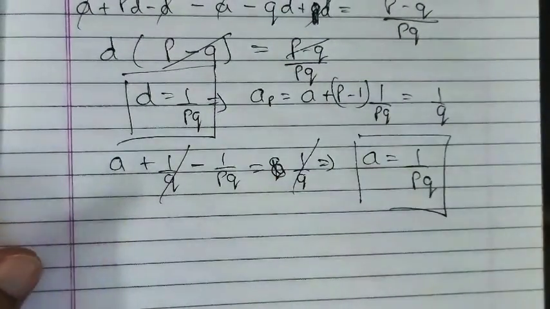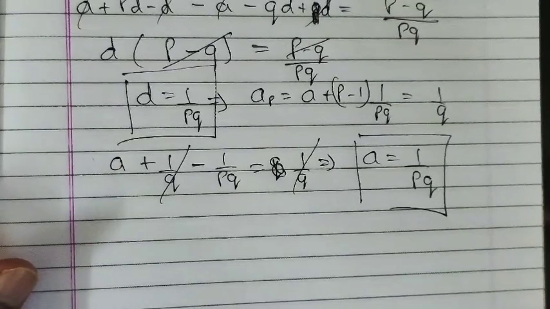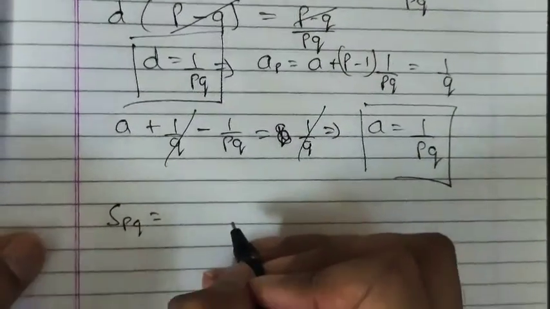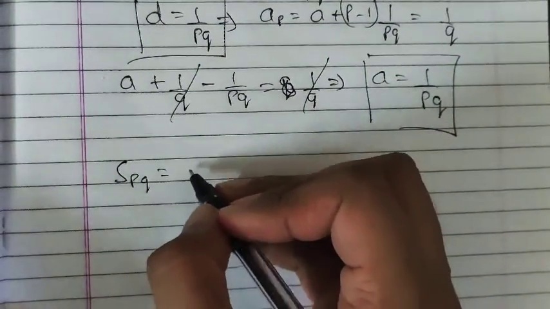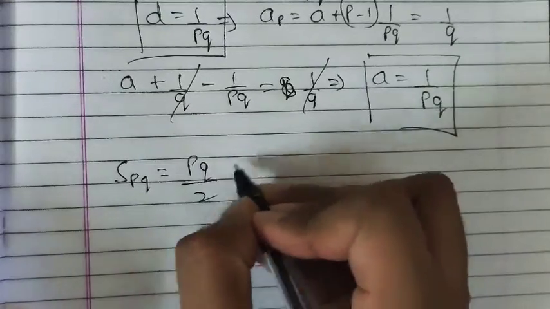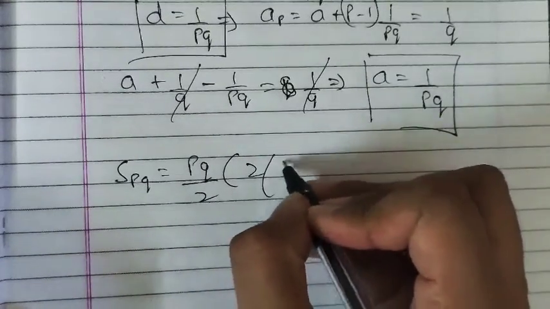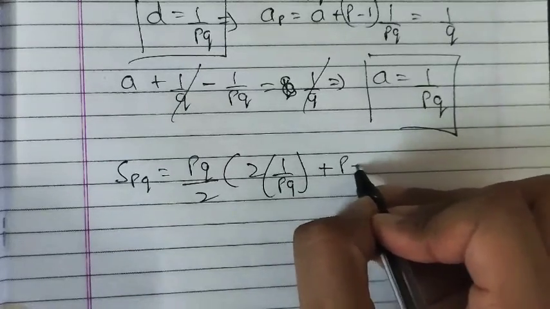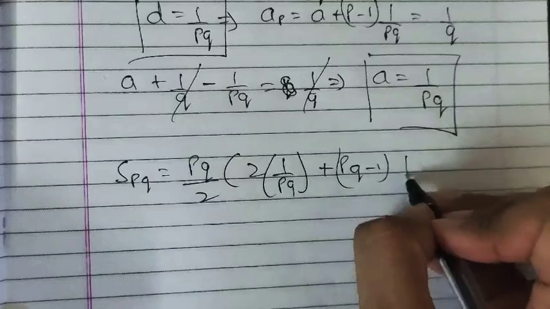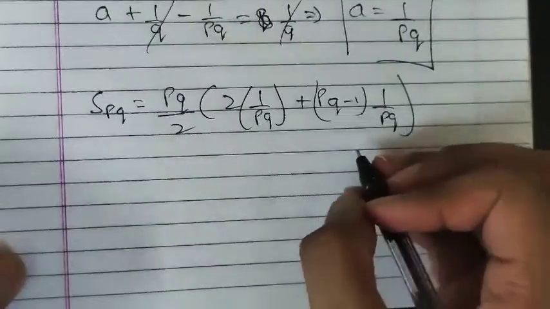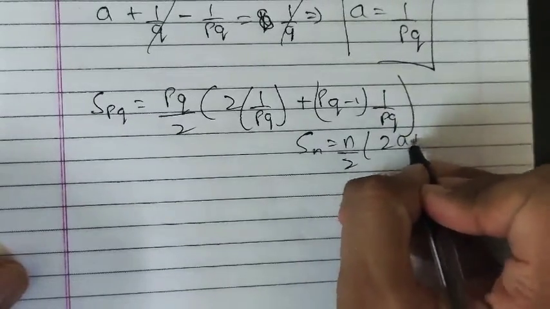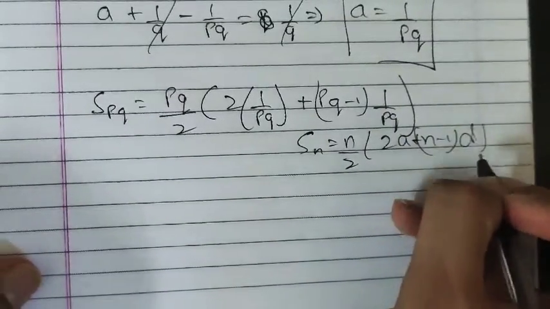Now we have to prove that the sum of first pq terms, so S pq, right? First pq terms, so Sn is equal to n by 2, pq upon 2, 2a, so 2a value is 1 upon pq, n minus 1, so pq minus 1, d value is 1 upon pq, right? Which formula have we used? Sn is equal to n by 2, 2a plus (n - 1)d, right?